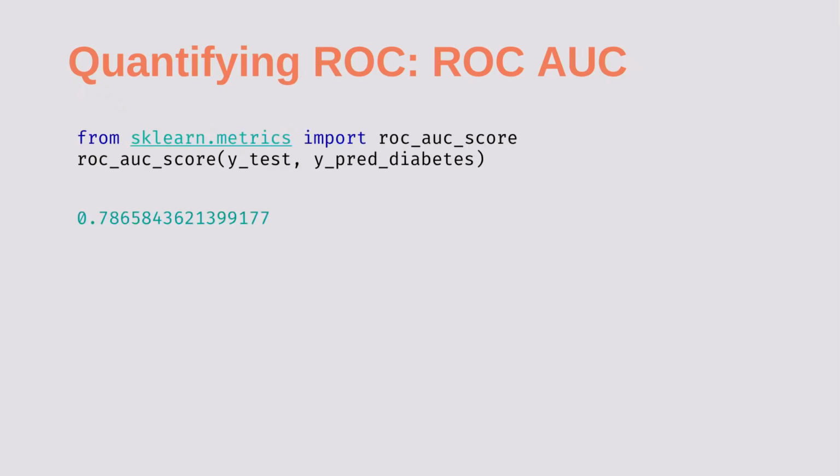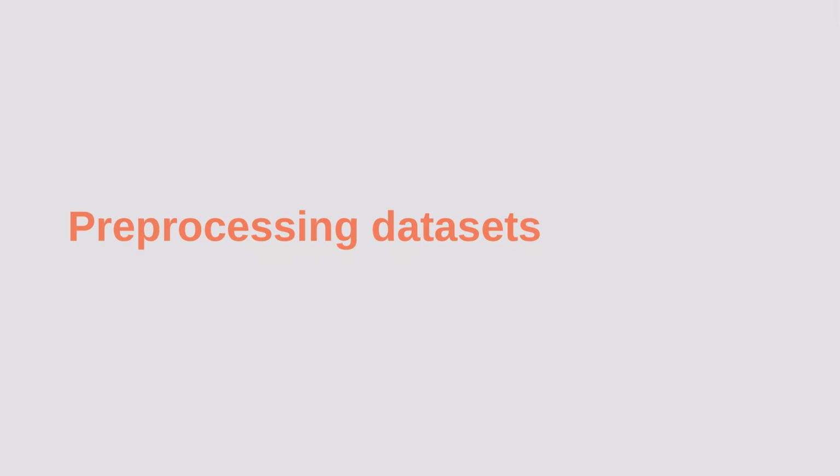To calculate AUC in scikit-learn, we import roc_auc_score from sklearn.metrics. Then we call the roc_auc_score function with 2 arguments, the true labels from a test set and the predicted probabilities from the model's predict_proba method. For our diabetes dataset, the model has an AUC score of 0.78, which means that the model is fairly good at making distinctions between diabetic and non-diabetic classes. Let's move on to the next segment where we learn how we can pre-process imported data before performing supervised learning.